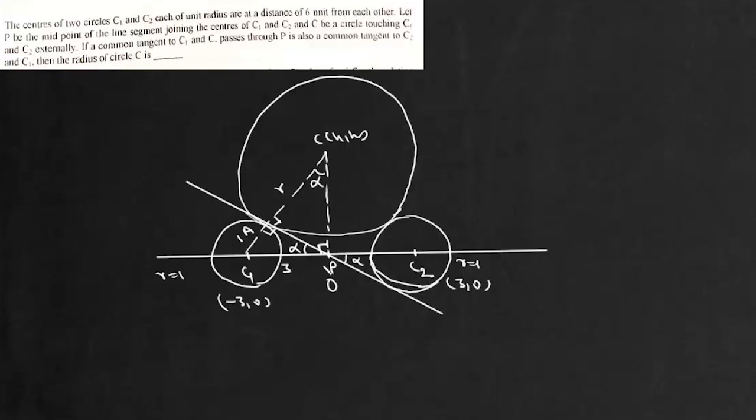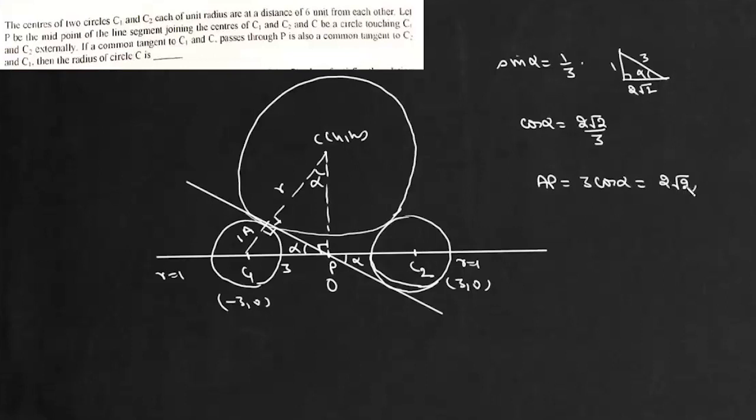Now in this triangle AC1P, we can write sine alpha, and the value of sine alpha is 1/3. And if we draw this triangle, this is 1, this is 3, and this is 2√2. So cos alpha is 2√2/3. And in this triangle we can write AP. Now this AP is 3 cos alpha, and 3 cos alpha is 2√2.